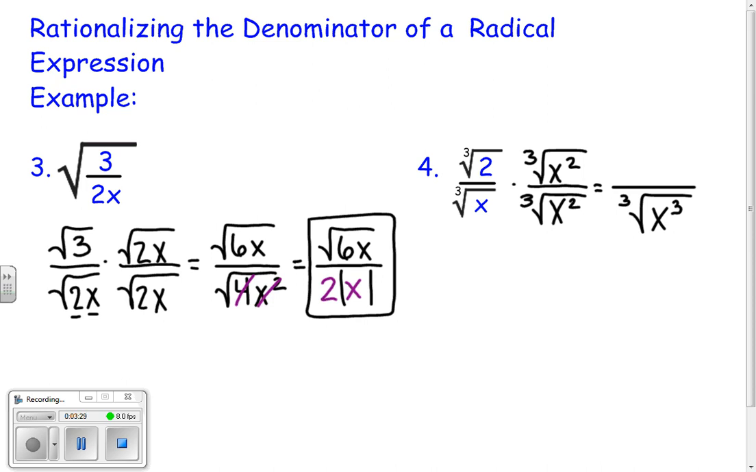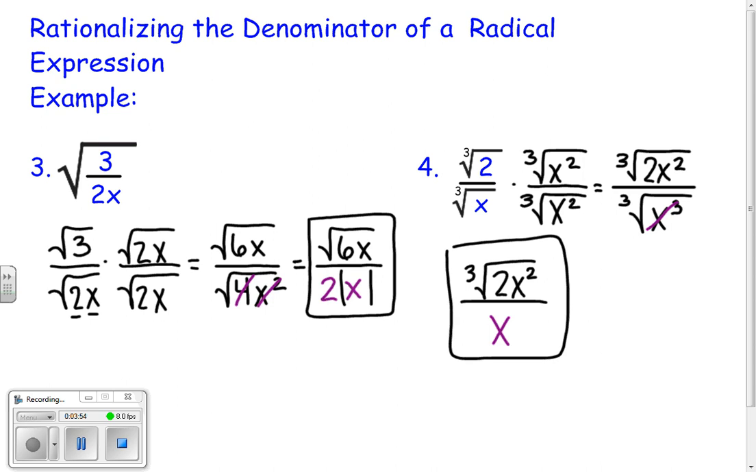On the top, the cubed root of 2 times the cubed root of x squared is the cubed root of 2x squared. So if you simplify the bottom, the cubed root of x cubed is just x. And on the top, 2 is not a perfect cube, nor can it be rewritten as anything. And the x squared doesn't have enough to offer you to be able to simplify either. So it just stays the cubed root of 2x squared. No absolute values are necessary because you started odd.